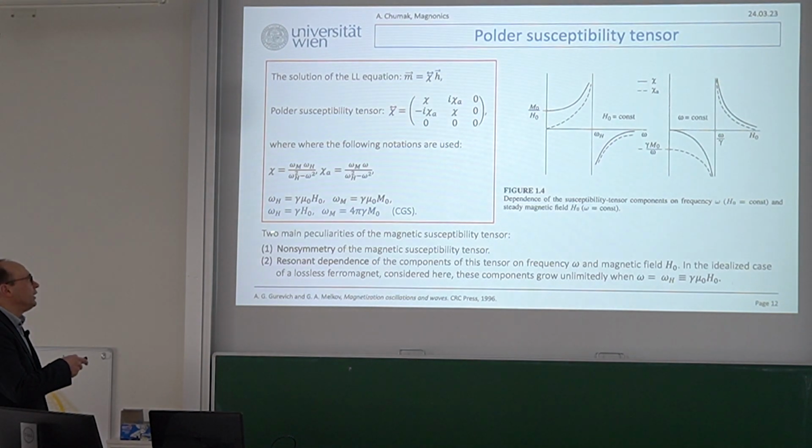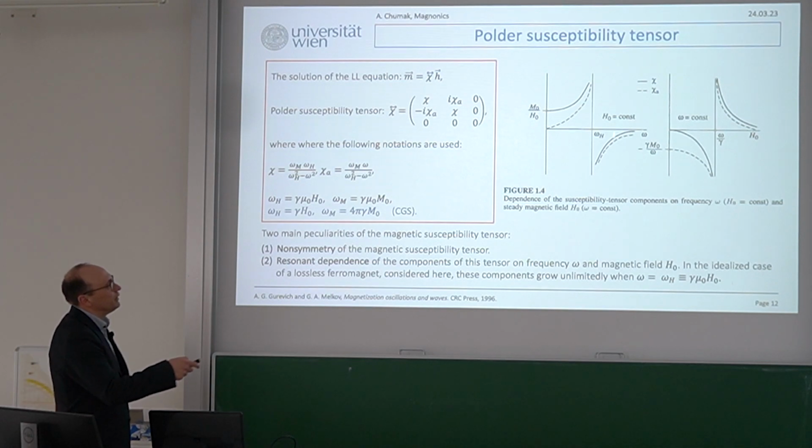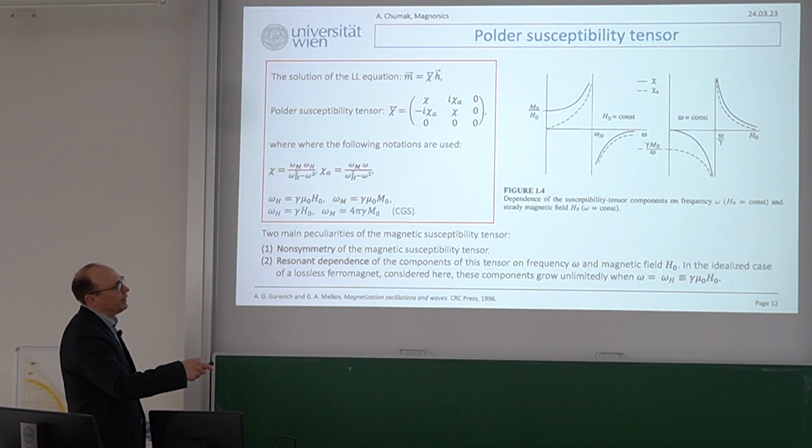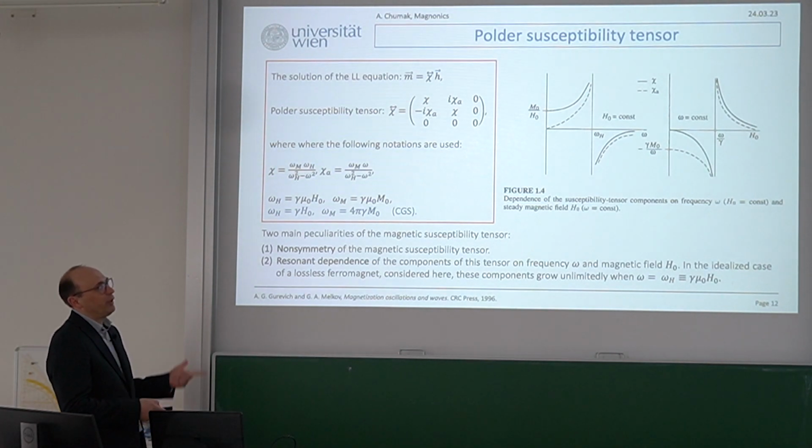Second, another peculiarity is that this tensor is not symmetric, you see? Here we have minus i, and here plus i, and we see clearly the resonance dependence, that resonance gets excited when we have the correct field or correct frequency.